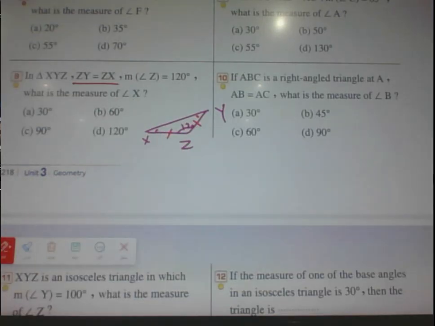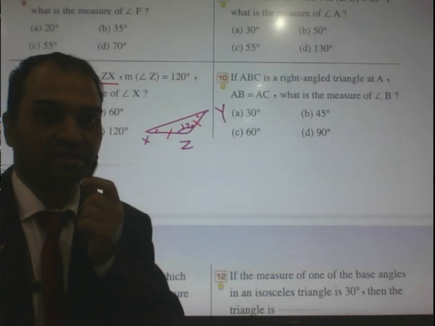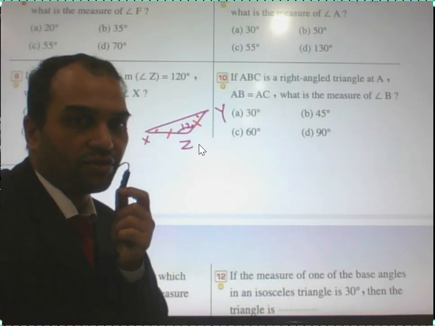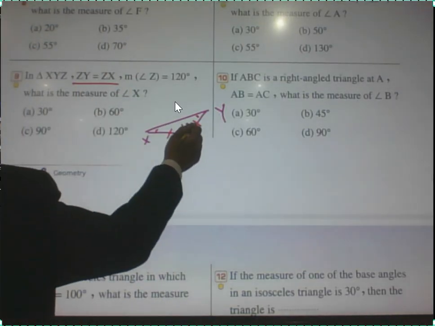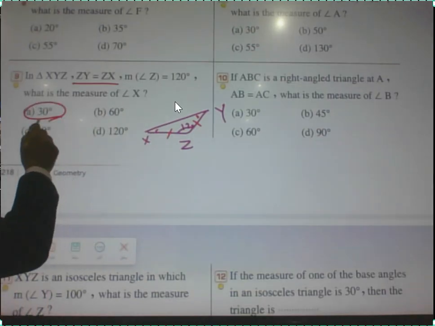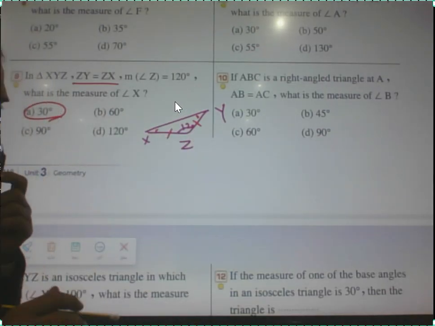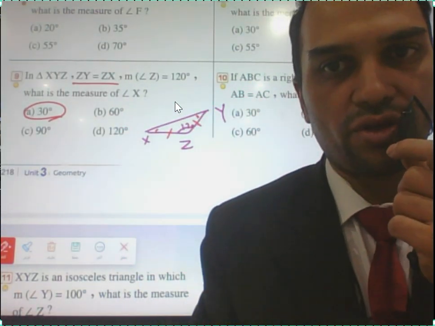Then we have an isosceles triangle. The measures of the two base angles are equivalent. 180 subtract 120 equals 60. Then 60 divided by 2 equals 30. Okay, the measure of angle X equals 30 degrees. 30 plus 30 plus 120 is 180. Or 120 subtracted from 180 equals 60. 60 divided by 2 equals 30 degrees.